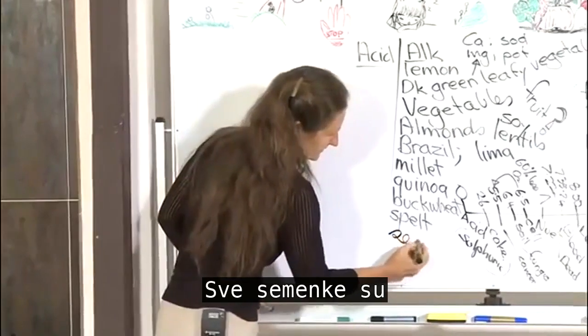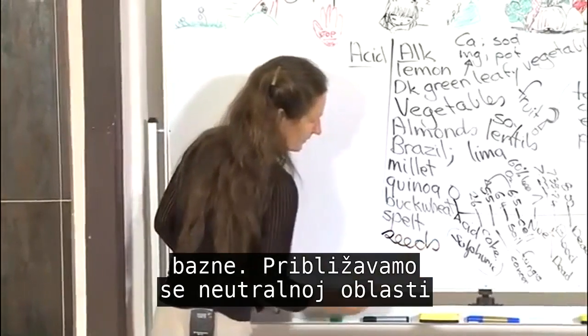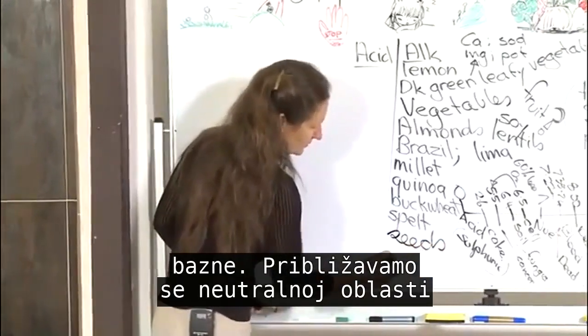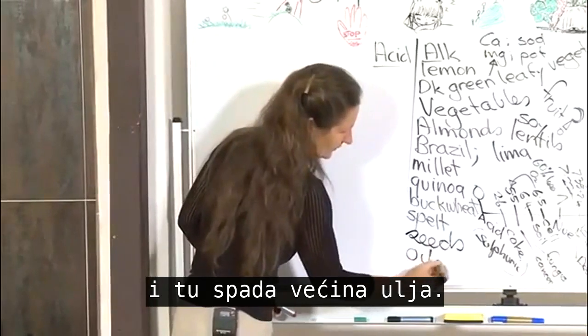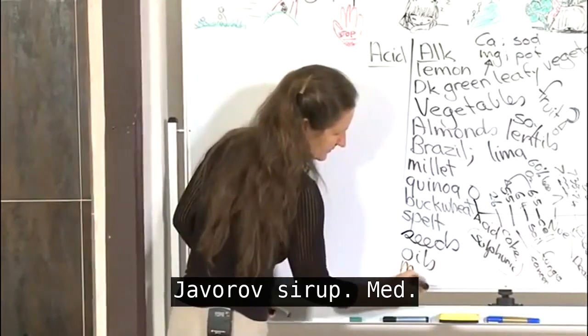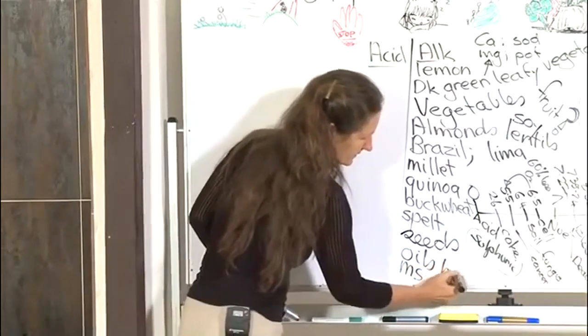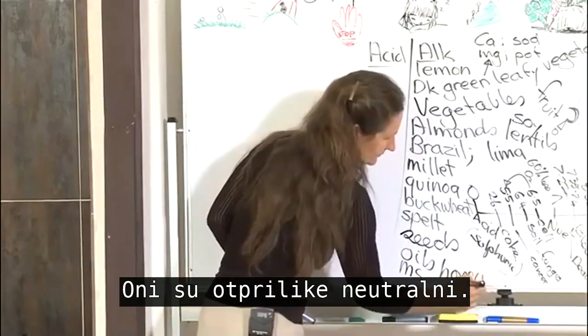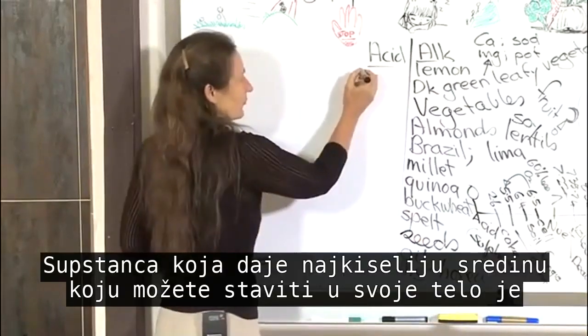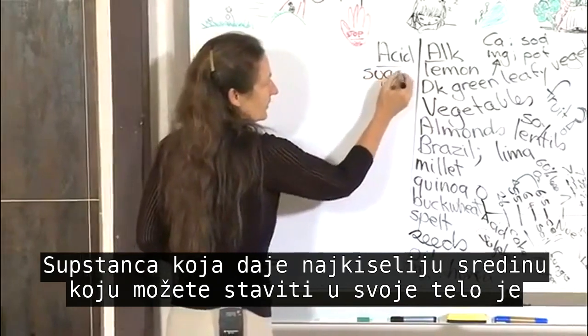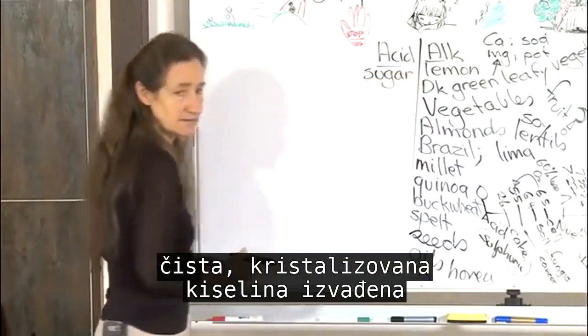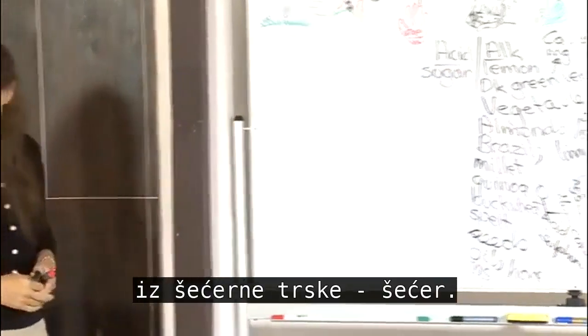All your seeds are alkaline. Down here we're getting to neutral, which is most of your oils, maple syrups, honeys. They're about neutral. The most acid-forming substance you can put into your body is the pure crystallized acid that's extracted from the sugarcane plant.